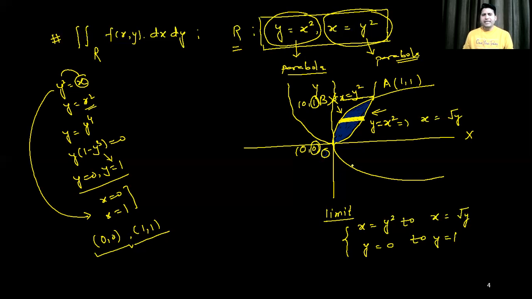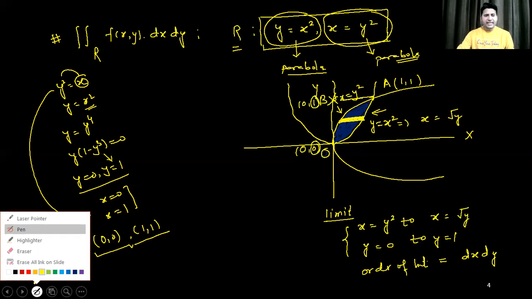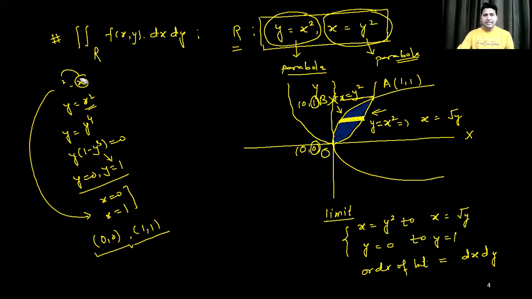These are the limits if I am taking a strip parallel to x-axis. Moreover, what will be the order of integration? Since we are taking a strip parallel to x-axis, so it must be dx dy. So this is how, students, we are getting the limits of the integration from the given region. I hope you understood the concept.